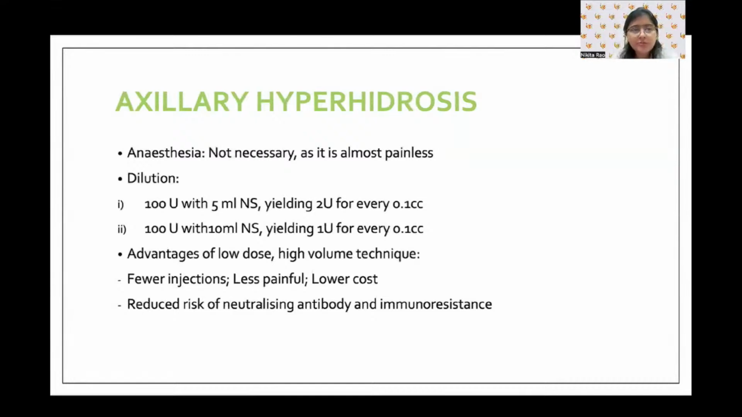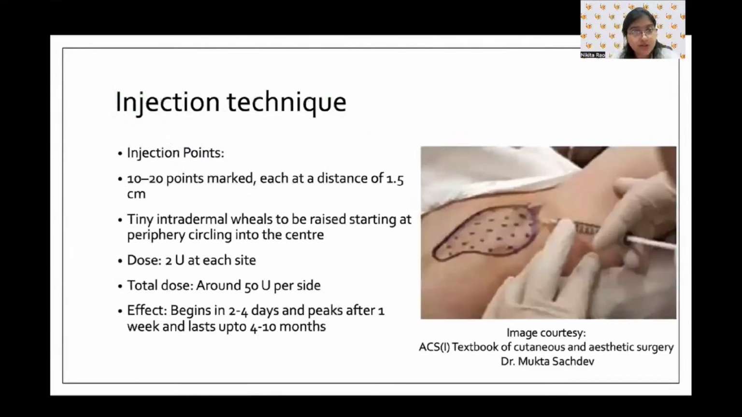Dilution can be in 2 forms: diluting 100 units with 5 ml of normal saline, yielding 2 units per 0.1 ml, or diluting with 10 ml of normal saline, yielding 1 unit for every 0.1 ml. The advantages of the low dose, high volume technique are fewer injections, less pain, lower cost, and reduced risk of neutralizing antibody and immunoresistance.